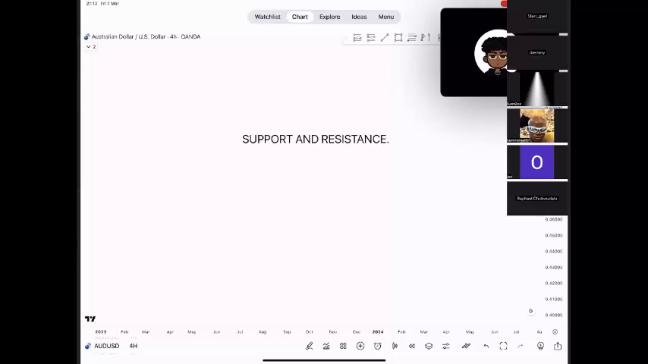But for the purpose of this class, we're not looking at support and resistance as a trading strategy. Instead, we're going to be looking at it as a confluence to your trading setup. It's not like you're trading support and resistance, making your entries out of it.